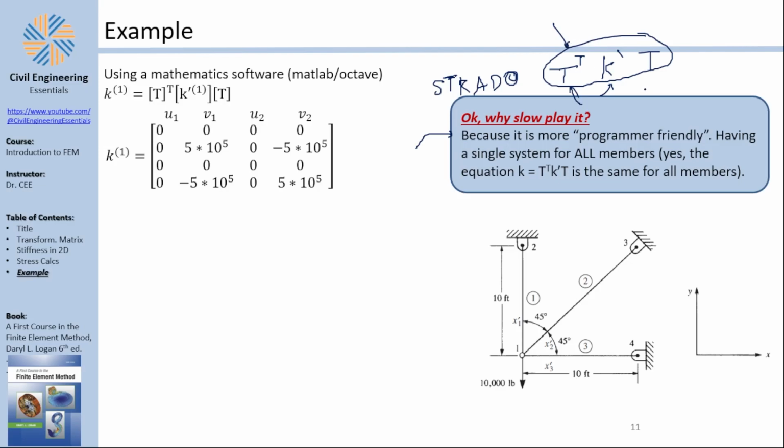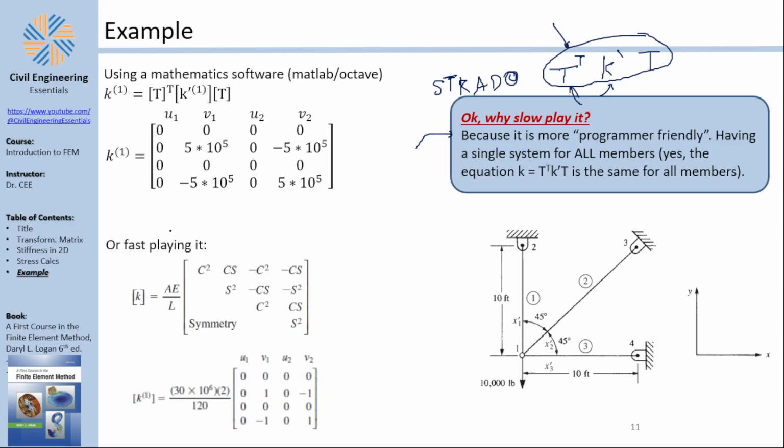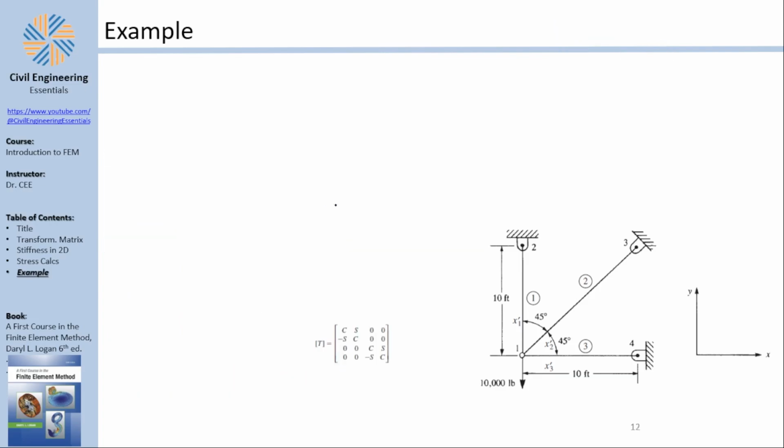It's more programmer friendly. Now, if you want to use Darrell and Logan's method, if you want to fast play it, you will use cosine square, cosine sine, and so on, and you get the exact same values as me. Notice that this is going to be 5 multiplied by 10 to the power 5, so you get the exact equivalent matrix. That's fantastic. Now we have slow played it one time. For the rest of the elements, I'm going to fast play it. But before I fast play it, I ask a question. I assumed my element to be going from 1 to 2.